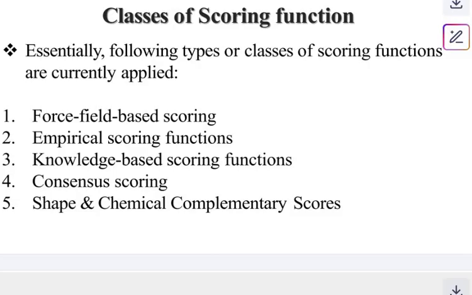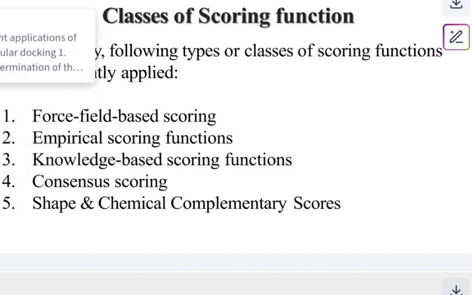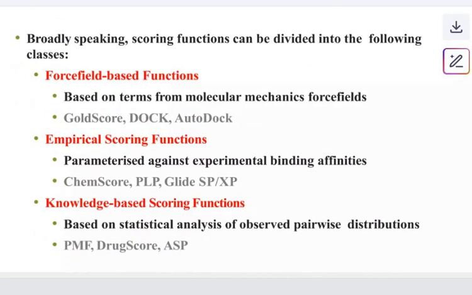Classes of a scoring function. Essentially, the following types or classes of scoring functions are currently applied. Number 1, force field based scoring. Second, empirical scoring function, knowledge based scoring function, consensus scoring, and shape and chemical complementary score. Broadly speaking, a scoring function can be divided into the following classes.